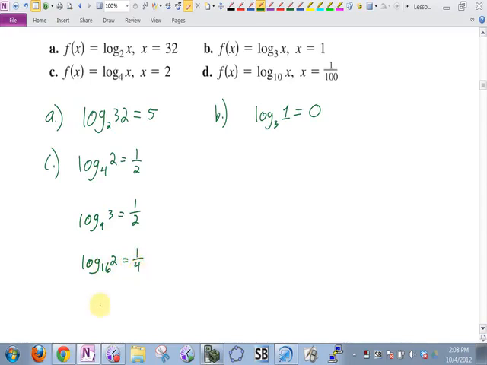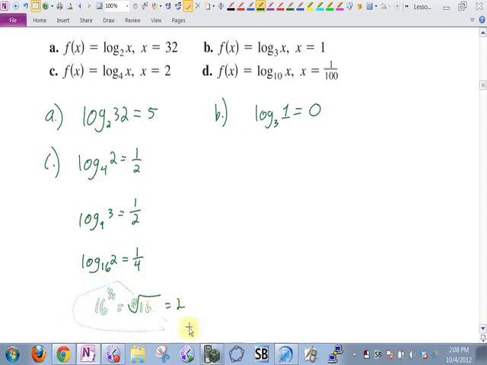1/4. Okay, because if you raise 16 to the 1/4 power, if you fourth root 16, you get the number 2. So that's why. Don't confuse fraction exponents with negative exponents, right? They are not at all the same. A fraction exponent means a radical, okay?